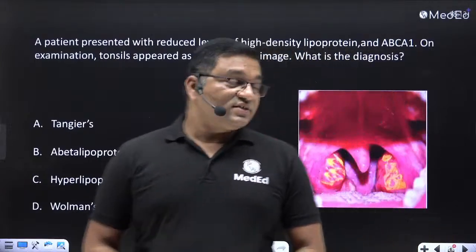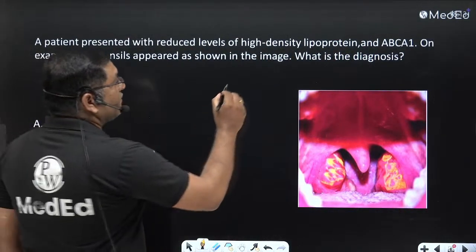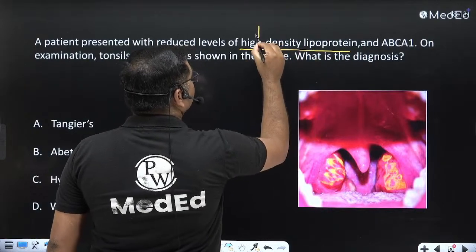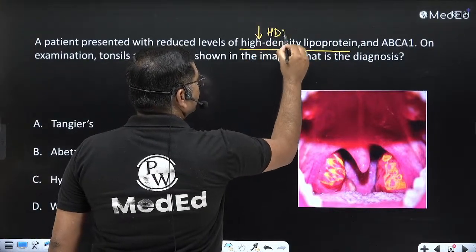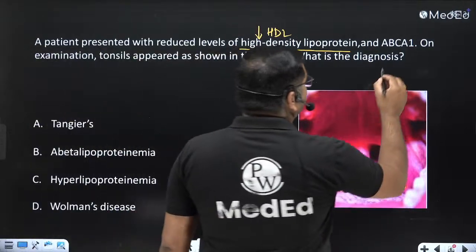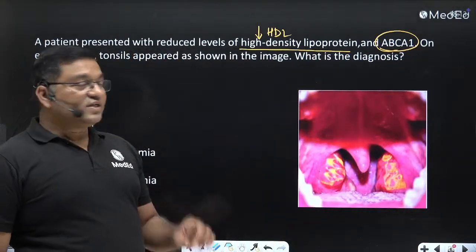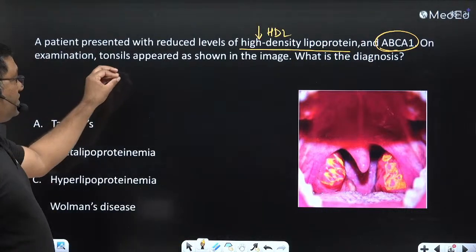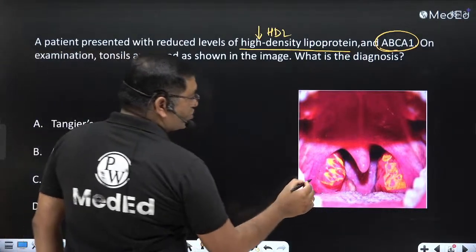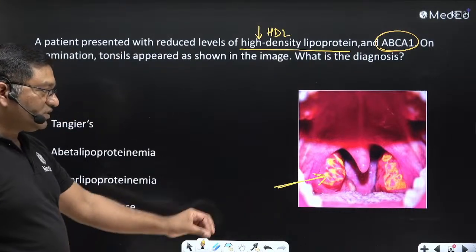Now third case, see, a patient presented with a reduced level of high density lipoprotein. So decreased HDL and ABCA1, this transporter is affected. On examination, the tonsils appeared as shown below. These are the tonsils. What is the diagnosis?